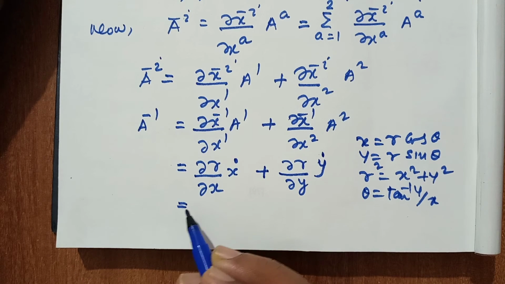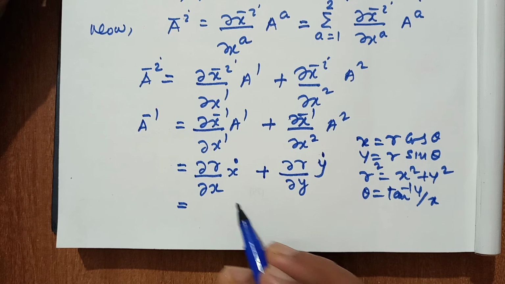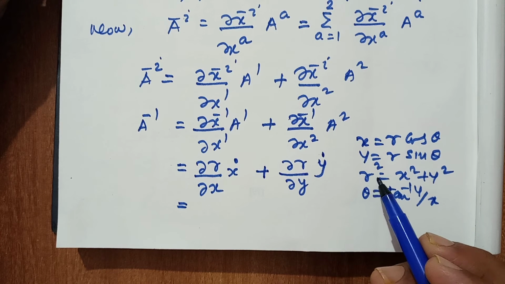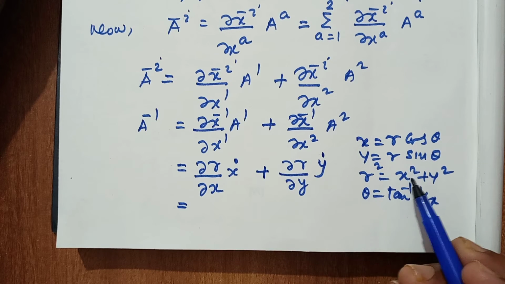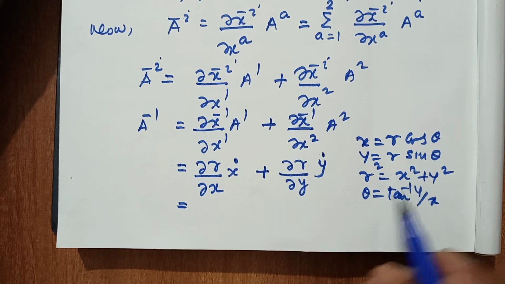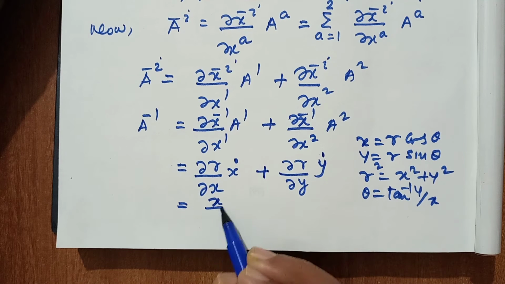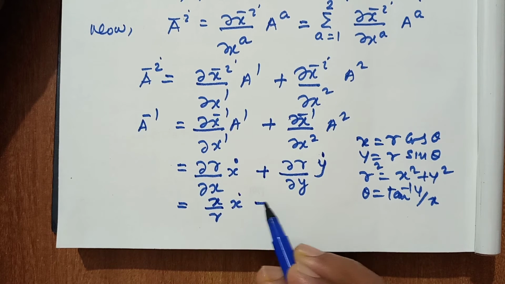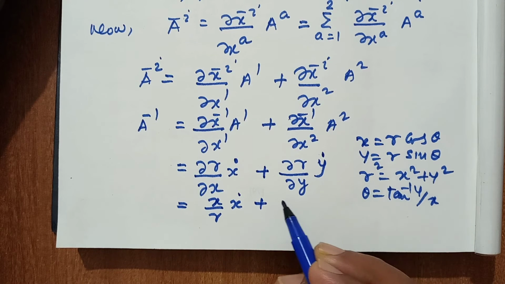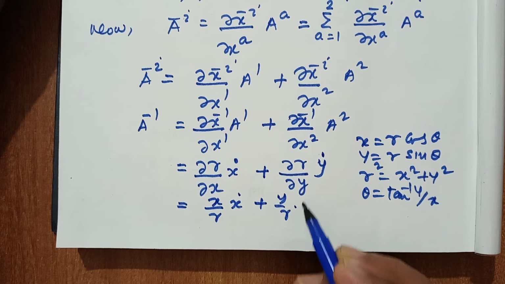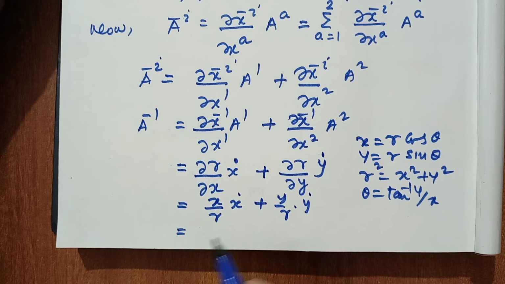So del r upon del x. By differentiating partially, 2r del r upon del x is equal to 2x. So del r upon del x is equal to x upon r. So this is x upon r times x dot, plus, similarly, del r upon del y is y upon r, into y dot. So this is x x dot plus y y dot upon r.